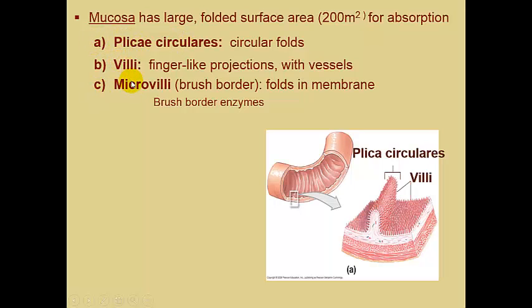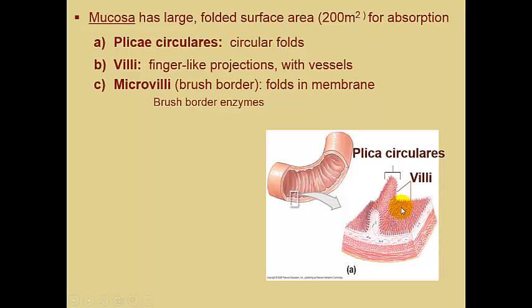Okay, so these folds, these various levels of folding, from the largest folds to the smallest folds, folds on top of folds, basically have the function of increasing the surface area. So the small intestine has a lot of surface. If this were smooth, it would not nearly have as much surface. All of this folding and folding on top of folding increases the surface area, so we get maximum absorption.